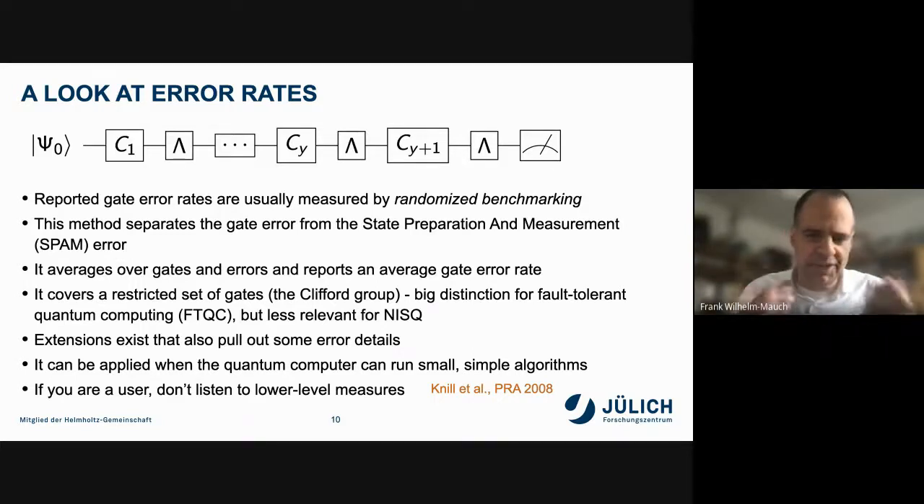There are some extensions. You can pull out more error details. And if you have no interest in hardware, then you should not really listen to error measures that are lower level than randomized benchmarking fidelity. You should not listen to, for example, coherence times, because when somebody tells you I have a long coherence time, you need to ask what is the time it takes your gate to make and what is the probability of errors that have nothing to do with coherence. And those all are nicely taken into account in the randomized benchmarking. And well, there are more refined measures, but this is definitely a good one.